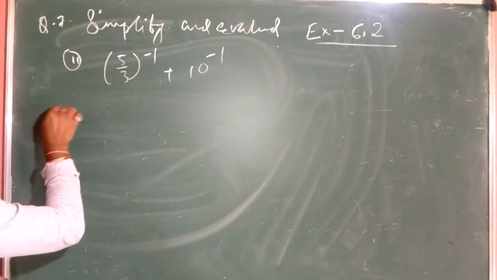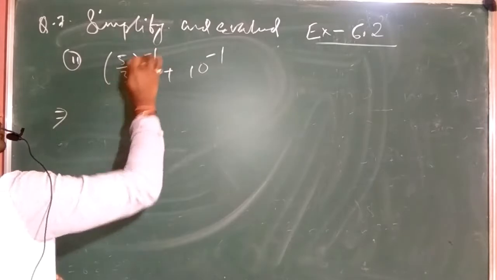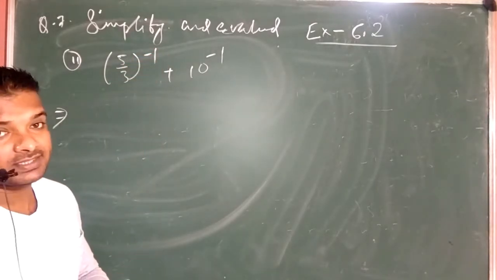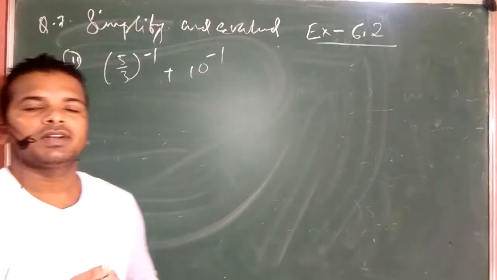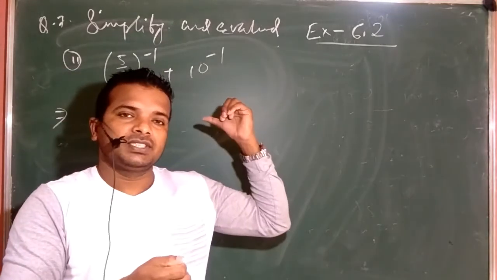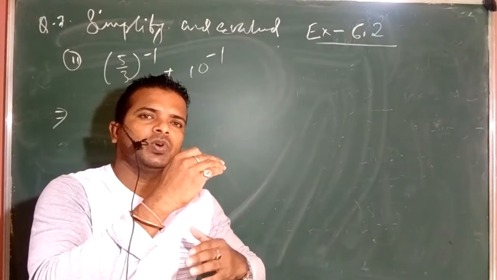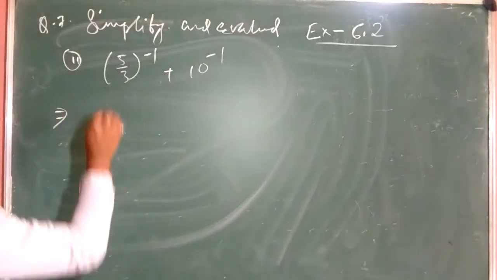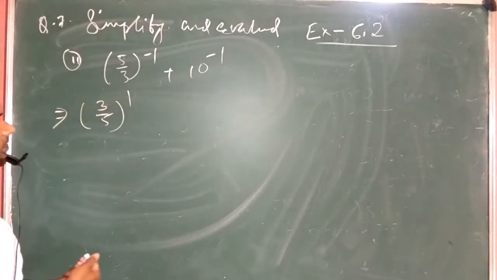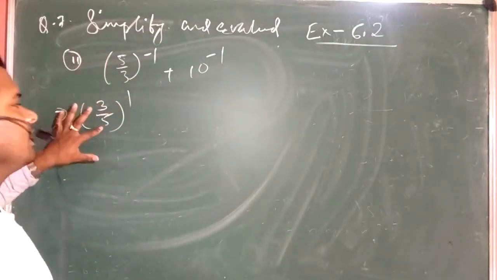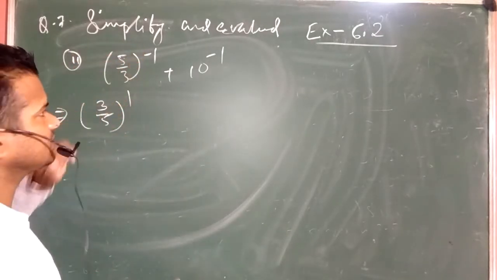In Roman number 2 we have 5 by 3 to the power minus 1. So 5 by 3 to the power minus, that means we need to make it plus. Plus means what? We need to write in reciprocal, but it is already a fraction. That means we have to interchange the fraction. That means 5 by 3 will be written as 3 by 5 to the power plus 1. 5 by 3 is what? 3 by 5, minus, now it is plus.